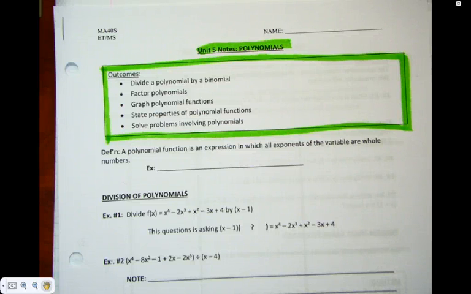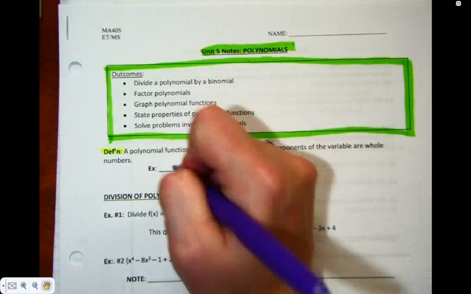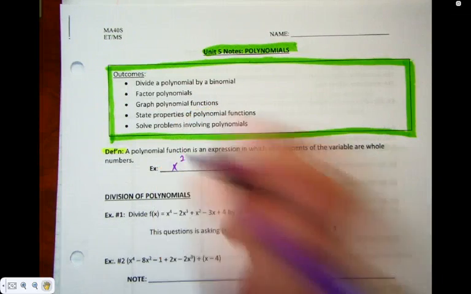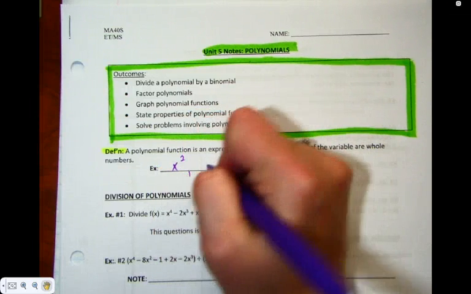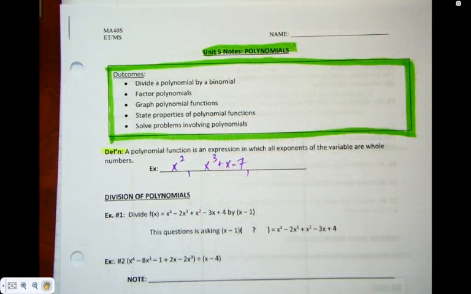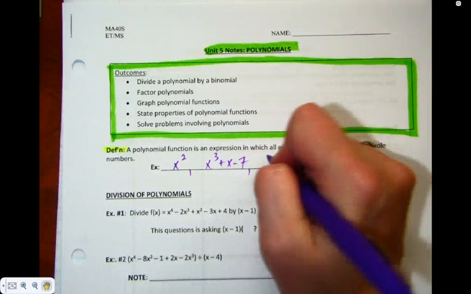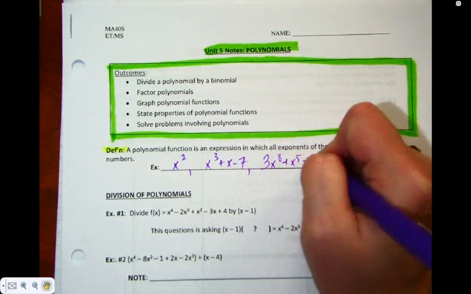More complicated ones. Definition of a polynomial, in case you forgot or you never knew. A polynomial function is an expression in which all exponents of the variable are whole numbers. So an example could be something as simple as x squared. That's a polynomial. We could have x cubed plus x minus 7. That's a polynomial. We could have 3x to the 8 plus x to the 5 minus 8.